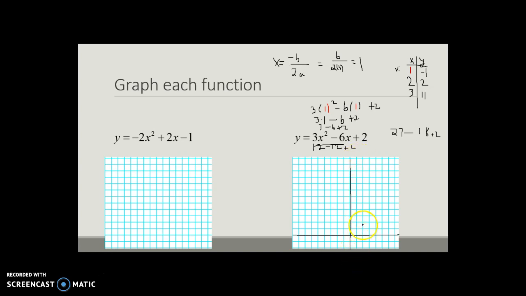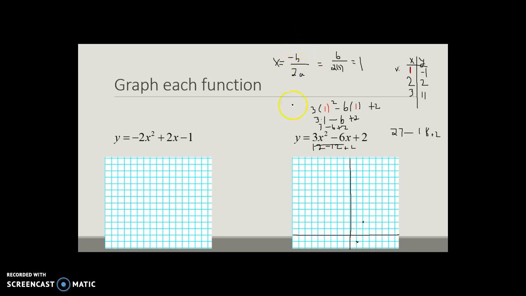And then I'm going to get this half of the parabola. I'm going to reflect over and get the other half. So my vertex is 1, negative 1, which is right there. And then 2, 2 is my second point, my first point to the right of the vertex. So 1, 2, 1, 2.